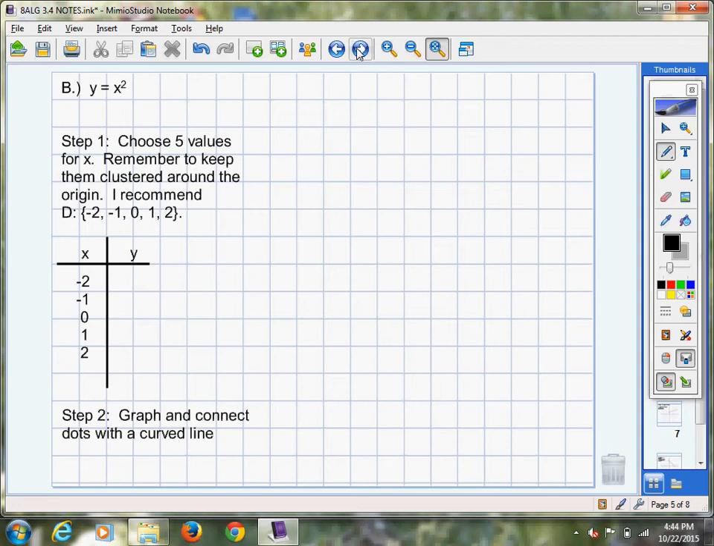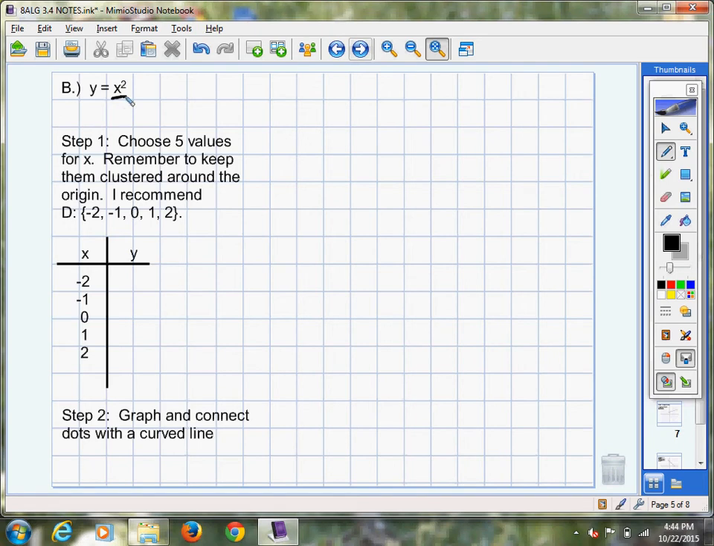And remember I told you to choose your 5 values for x, and keep them clustered around the origin, because that's going to keep your numbers low, keep your numbers small. And so let's plug in -2. That's where we're going to put that -2, where x is.